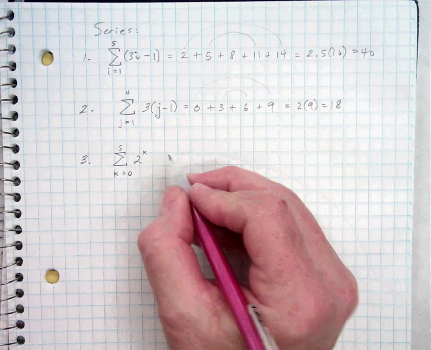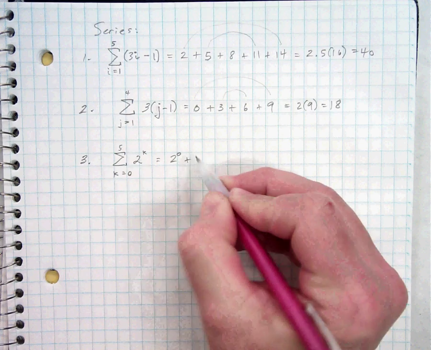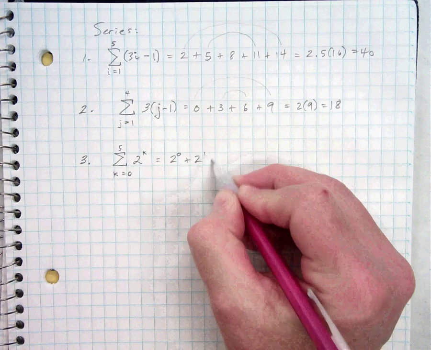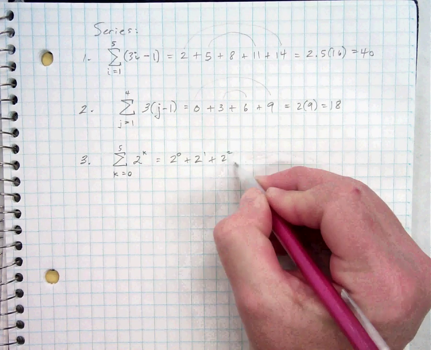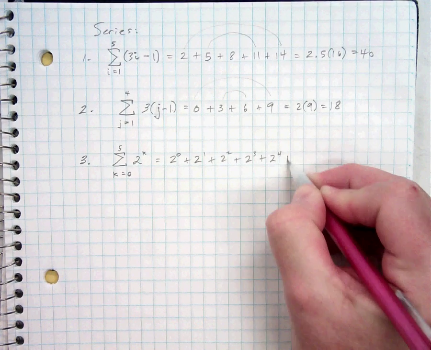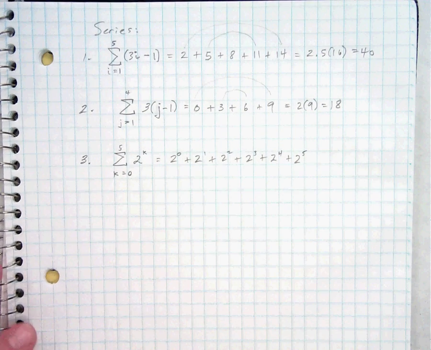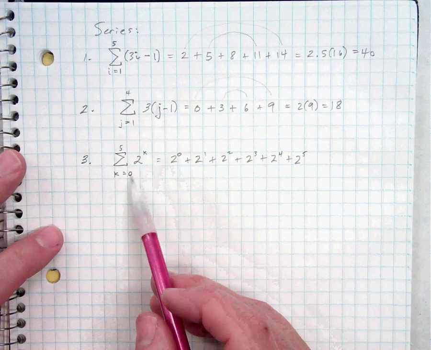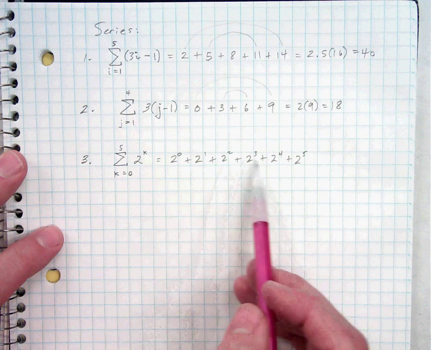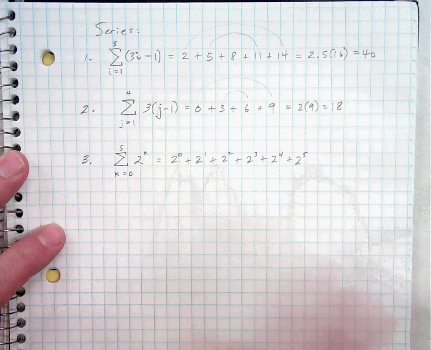Okay, so what do we get? Well, we start with 0. We put 2 to the 0 plus 2 to the 1 plus 2 to the 2 plus 2 to the 3 plus 2 to the 4 plus 2 to the 5. We stop at 5. All right, so how many terms do we get? 1, 2, 3, 4, 5, 6 add-ins, right? These are called add-ins since we're adding them up.